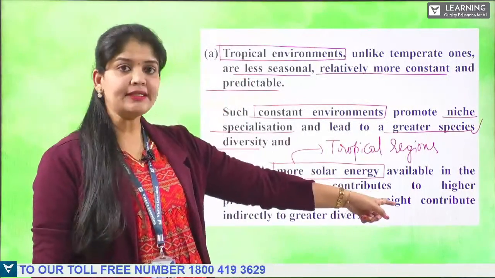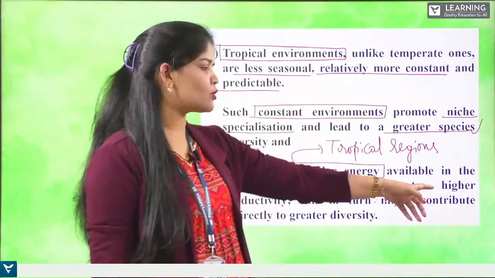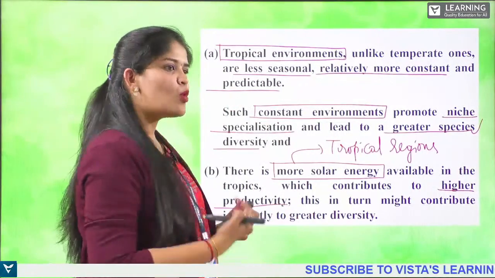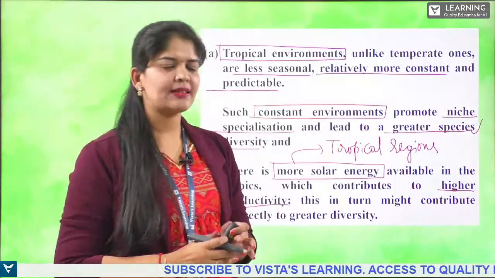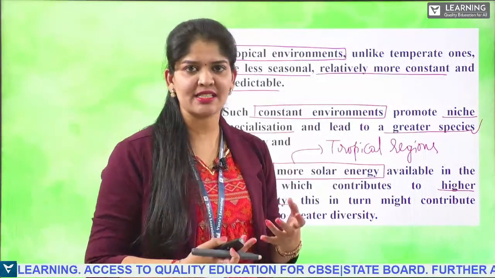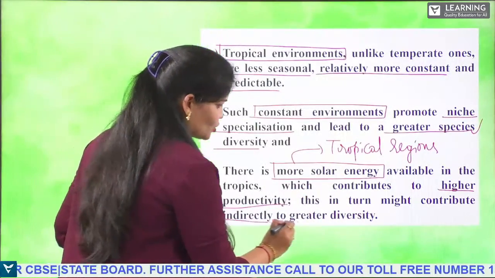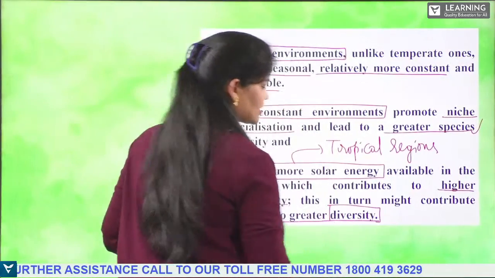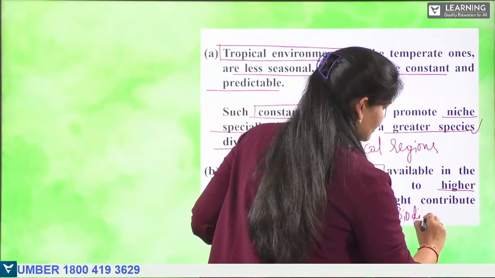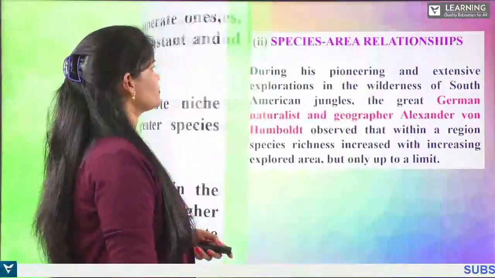That means in turn, the availability of solar energy is the main reason that contributes to higher productivity. More plants means it will support the growth of more consumers. More consumers, more plants, more producers, that means more diversity, that is biodiversity. Simple. This in turn might contribute indirectly to greater species diversity. That means biodiversity. Right?